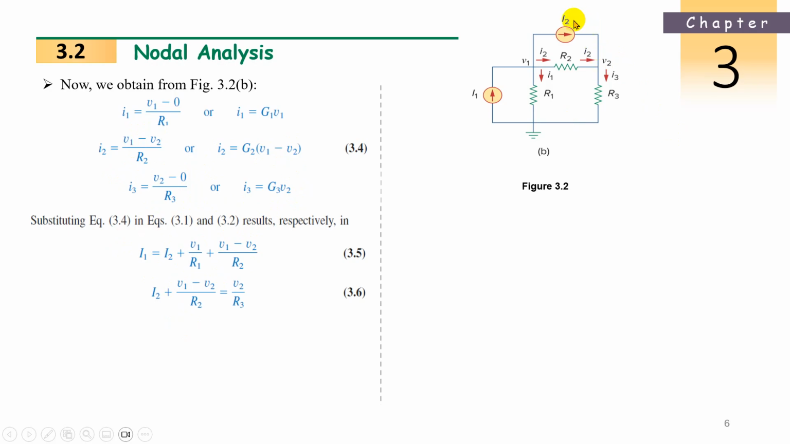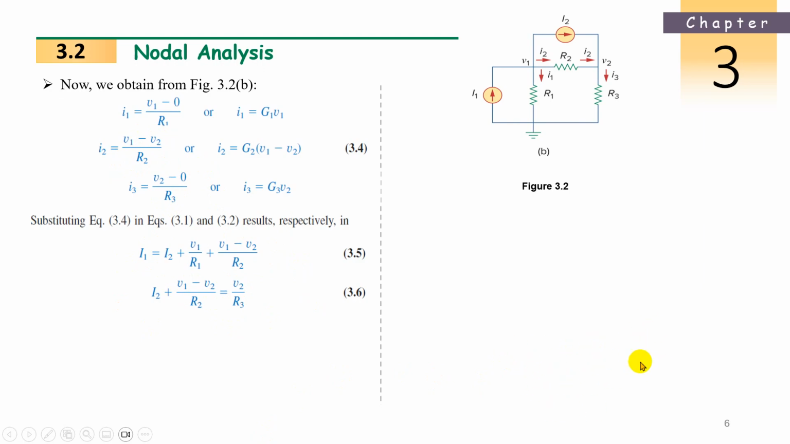Now next, for the second node, currents entering are I2 and small I2, and current leaving is I3. What is small I2 here? V1 minus V2 by R2, which is equal to I3. What is I3? V2 by R3. Now rearrange this equation in terms of V1 and V2. V3 is not there, V1 and V2 only.